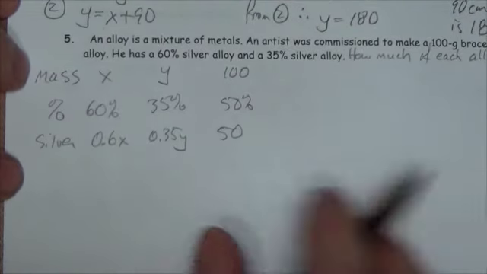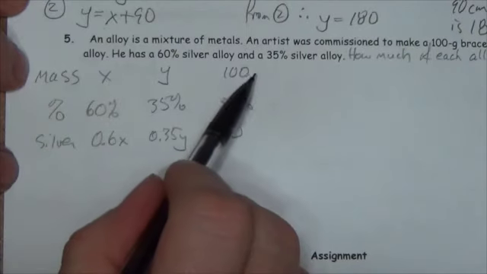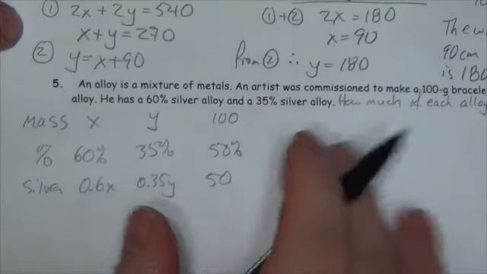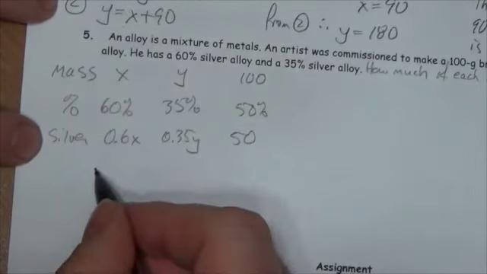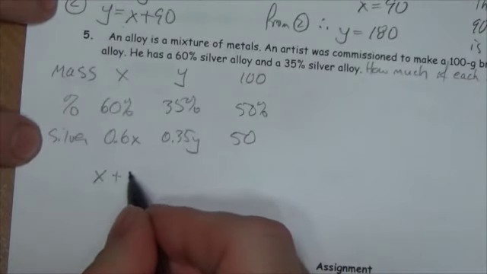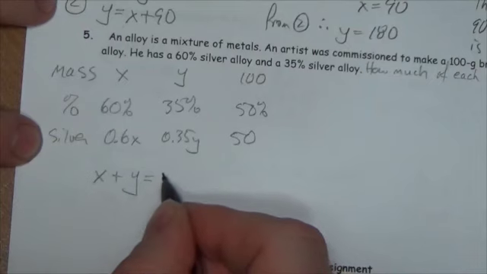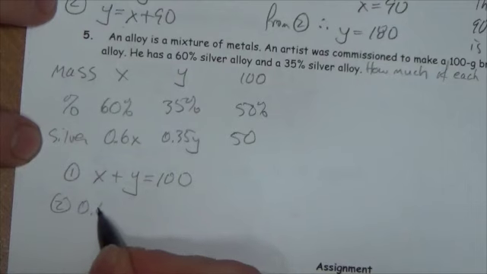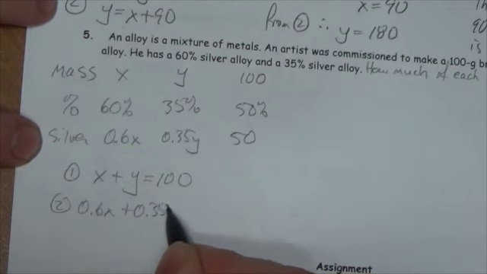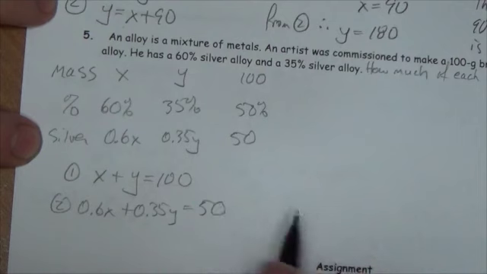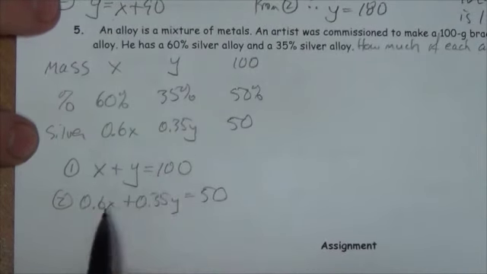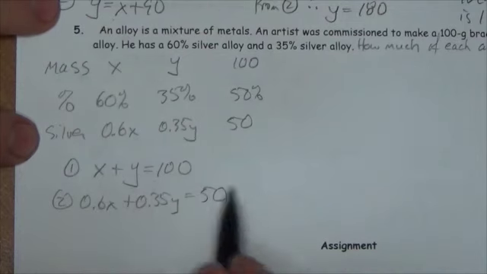Now, the equations that I'm working from come from the first line and the last line. In many ways, this is really similar to the question that we did up here with the investment. So we've got a total mass here. x plus y is going to be 100. So here's equation 1. And then my second equation is going to be 0.6x plus 0.35y, and this is going to equal 50 grams. So this is total mass plus total mass equals the total mass of the bracelet. Mass of silver plus mass of silver is the total mass of silver.